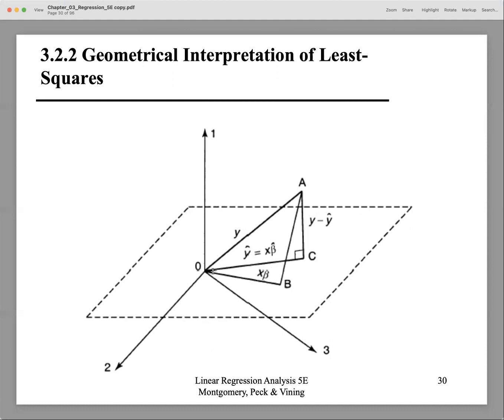This also helps us to see that the least squares estimator, the least squares parameter, which results in this particular fitted model, is unique. And it also minimizes the square distance between the observation vector here and the end of that model vector. So this is a really nice way to visualize what's going on with least squares.